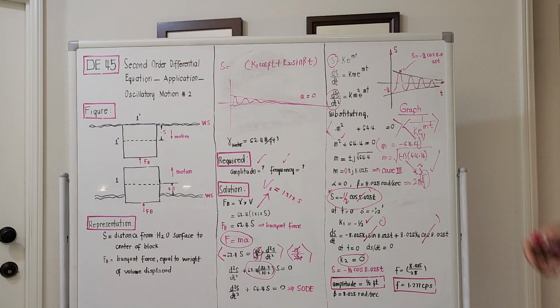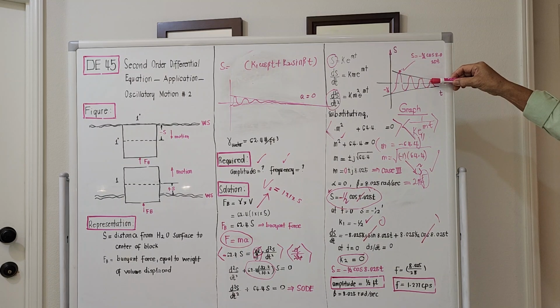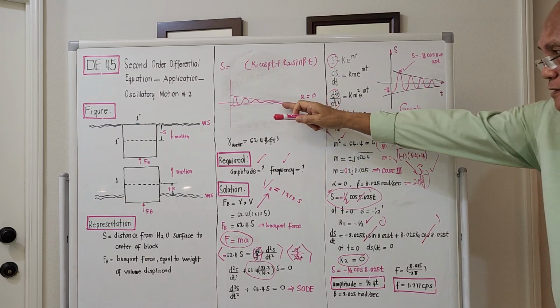It's not too many cycles because you just submerge it, then release it. Unless the force is continuing to push that block of wood, then it's a different story. But the problem is just you submerge it, then release it. So it will try to oscillate, then it stops. So the graph is something like this.